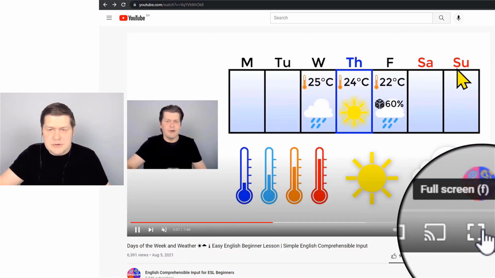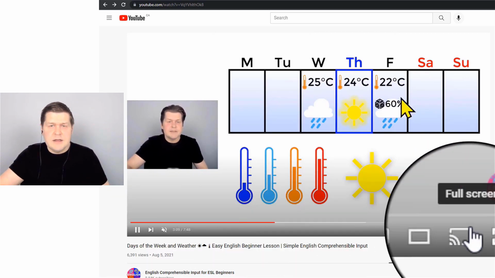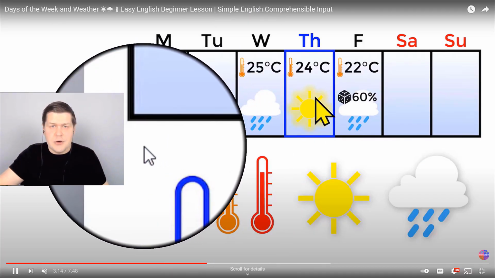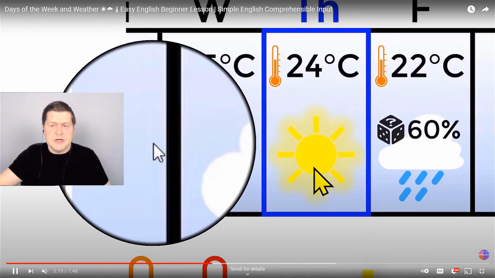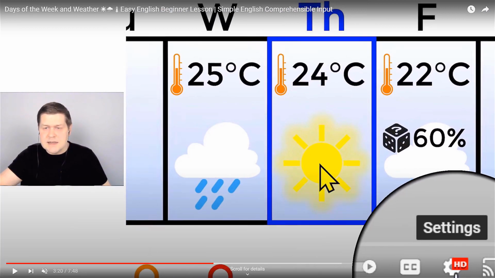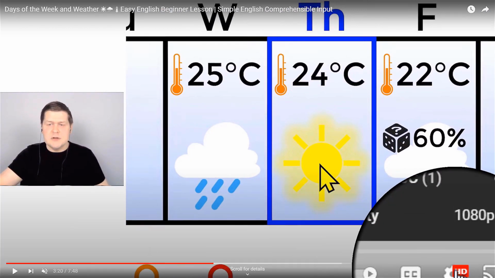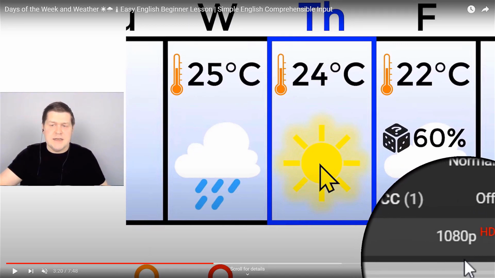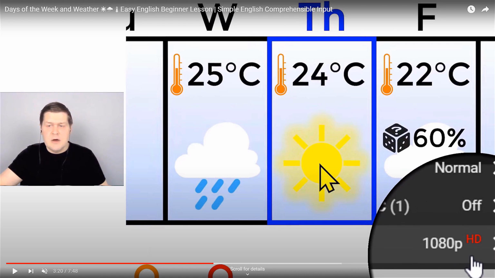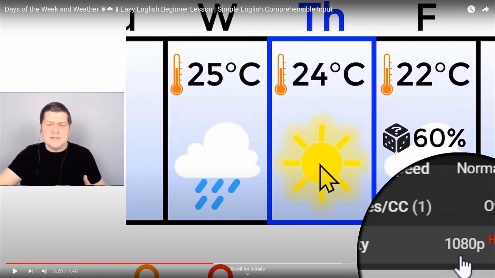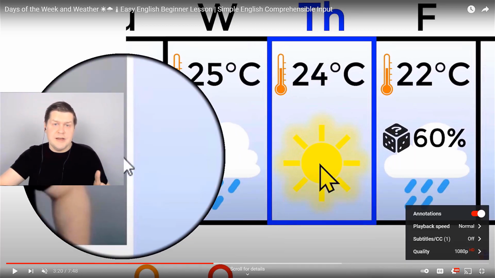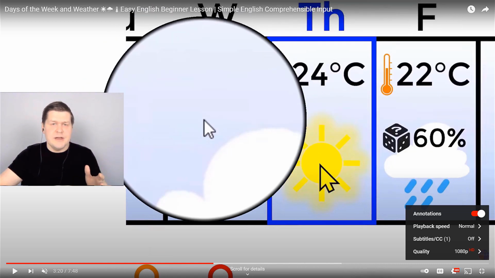And if I set it to full screen, there, now you can see that it's still very sharp. Even though the picture is bigger, even though it's full screen now, the picture is still very sharp because it is in high definition. The resolution right now is 1080 pixels. So right now it's in 1080p HD, or high definition. Now it looks very clear and very sharp.